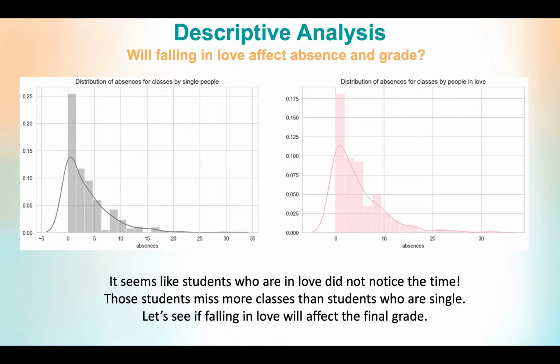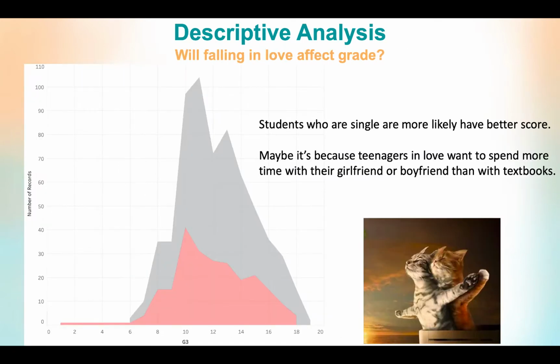And let's see if falling in love will affect the final grade. So I've built this distribution. We can see that the final grade of single students is slightly higher than the students who are in love. Maybe it's because teenagers in love want to spend more time with their girlfriends or boyfriends rather than the textbook.